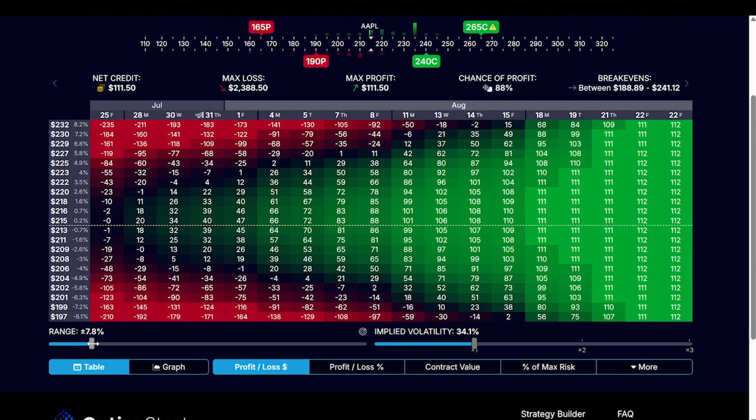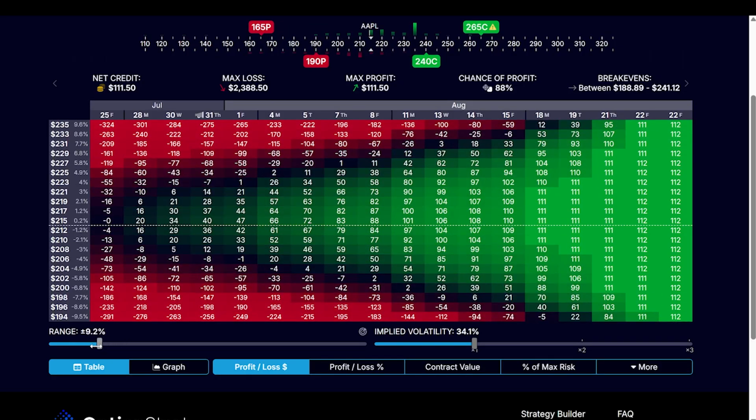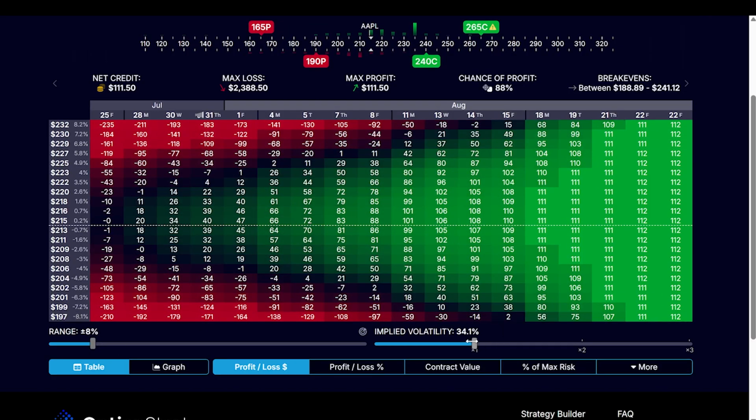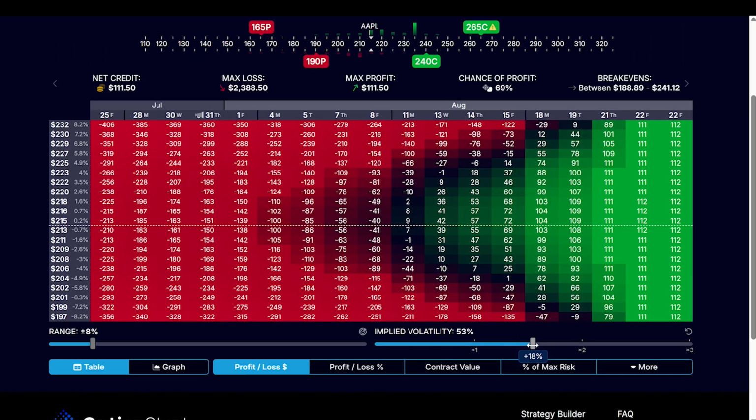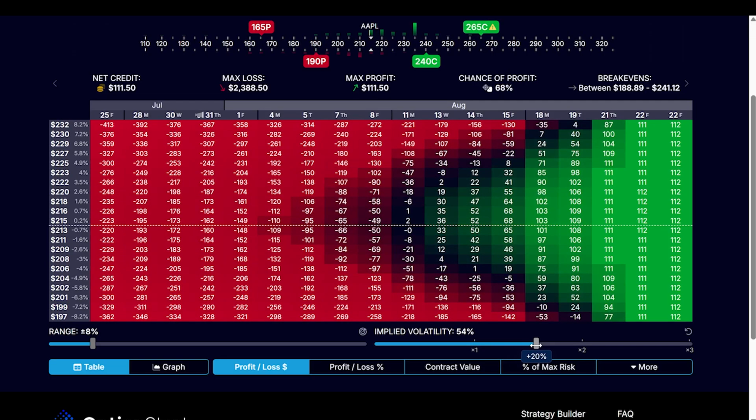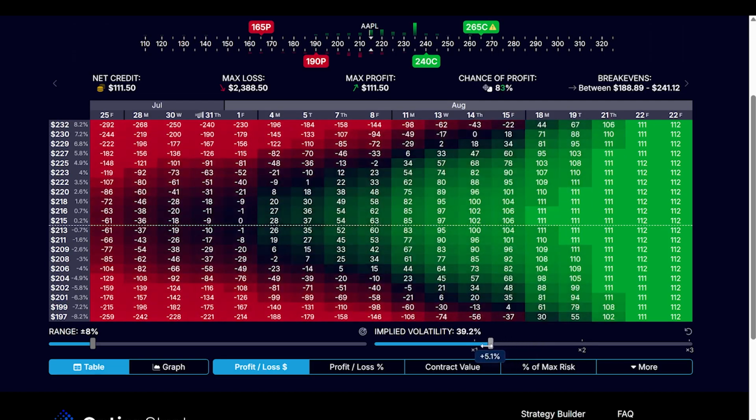This is really nice because you can change the range of prices you're looking at as well as the implied volatility. By default, it's set to the current implied volatility. But if you think a stock's going to become more volatile, you can increase this. An iron condor is a neutral strategy. So in this case, it makes your trade significantly worse if implied volatility is going to go up.